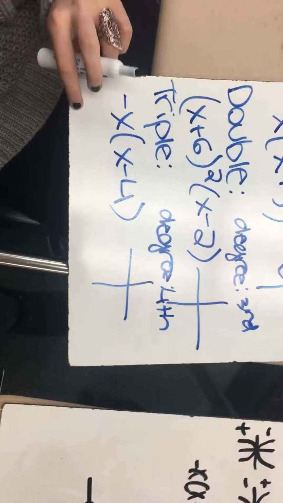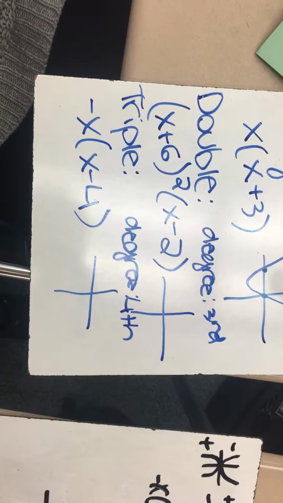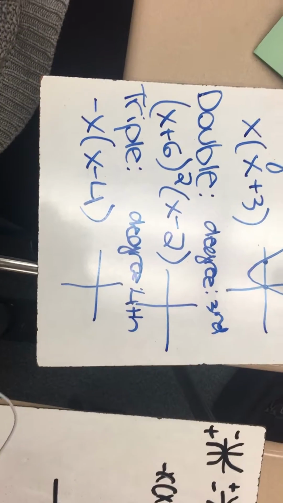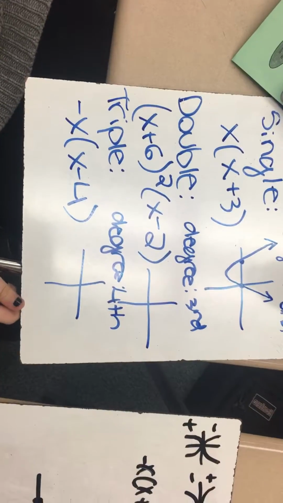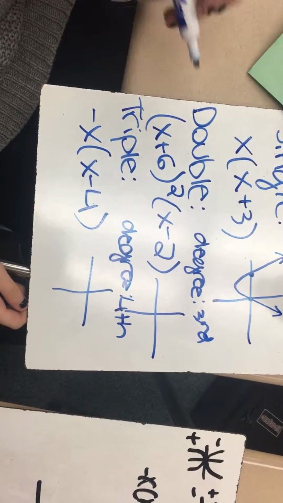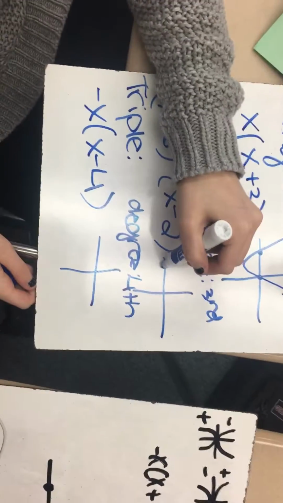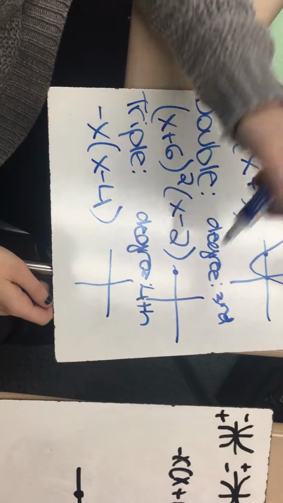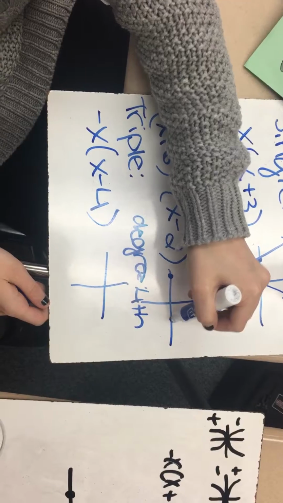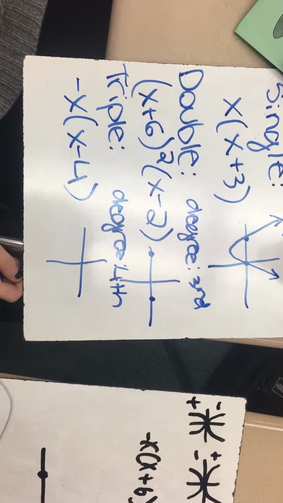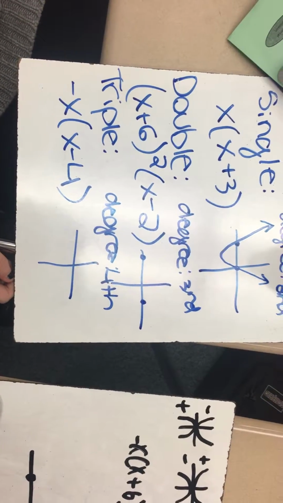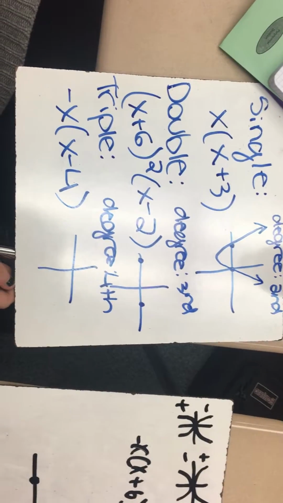Double root is going to have a squared. Now, this could be any sort of degree, but if it has a square, it's a double root. So to graph a double root, it means it's going to bounce. So we're going to graph our x-intercepts, one at -6 and +2, and it is not negative, it's positive.